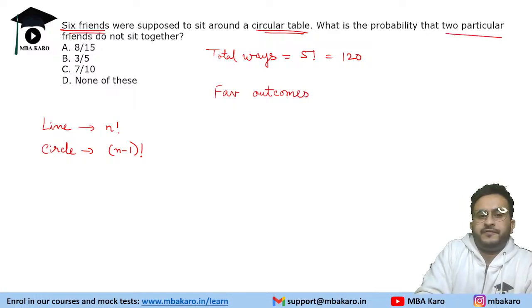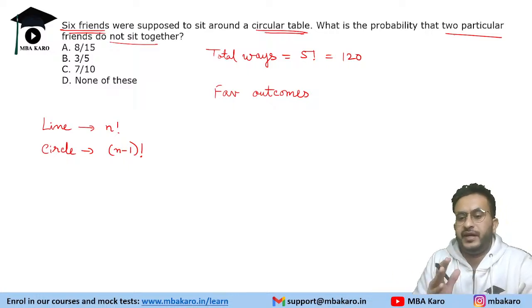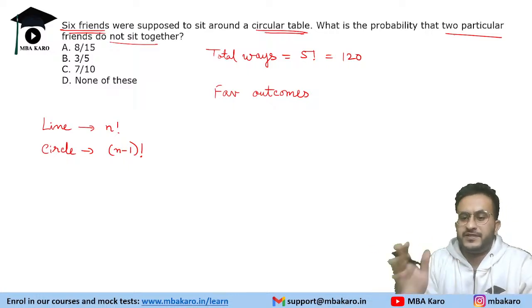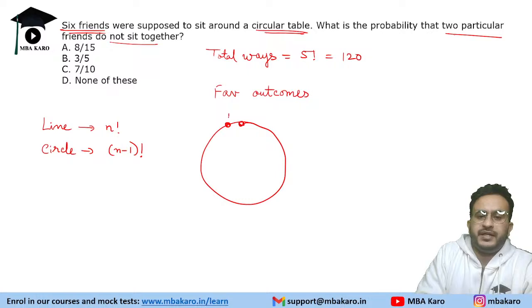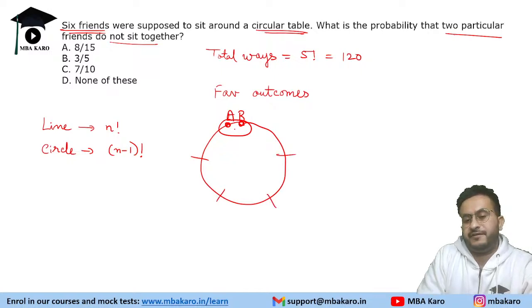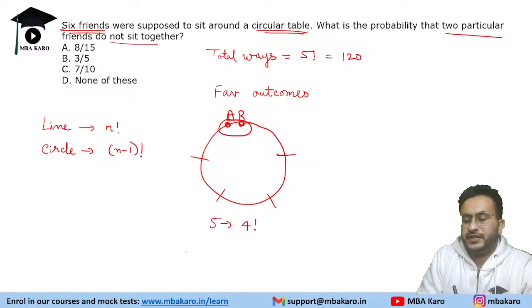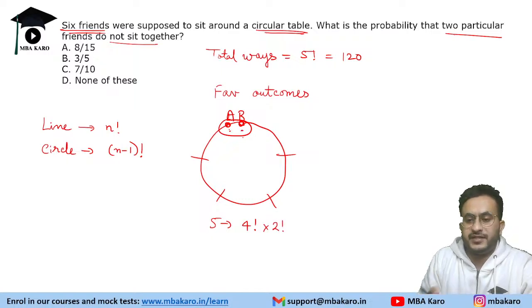Two particular friends do not sit together. So first of all, we will find sit together. Whenever you have to find do not sit together, first we will make them sit together. Then calculate the favorable outcomes. Let us say these two people A and B are sitting together. Now how many elements do we have to arrange? 1, 2, 3, 4, and 5 elements. So 5 elements means 4 factorial ways of arranging, right? And within themselves, A and B can be arranged in two ways, or 2 factorial ways.